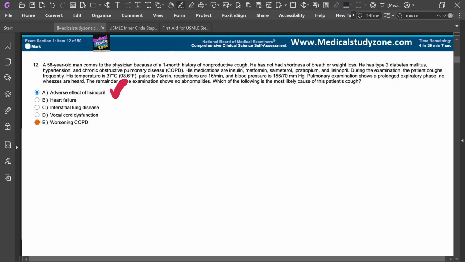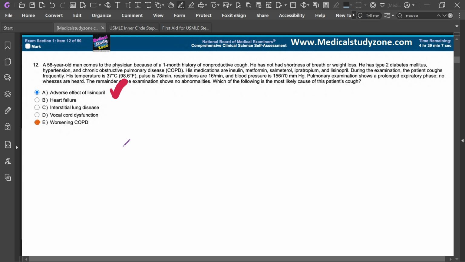Next. A 58-year-old man comes to the physician because of a 1 month history of non-productive cough. He has not had shortness of breath or weight loss. He has type 2 diabetes, hypertension, and COPD. Medications are insulin, metformin, salmeterol, ipratropium, and lisinopril. During the exam, the patient coughs frequently.